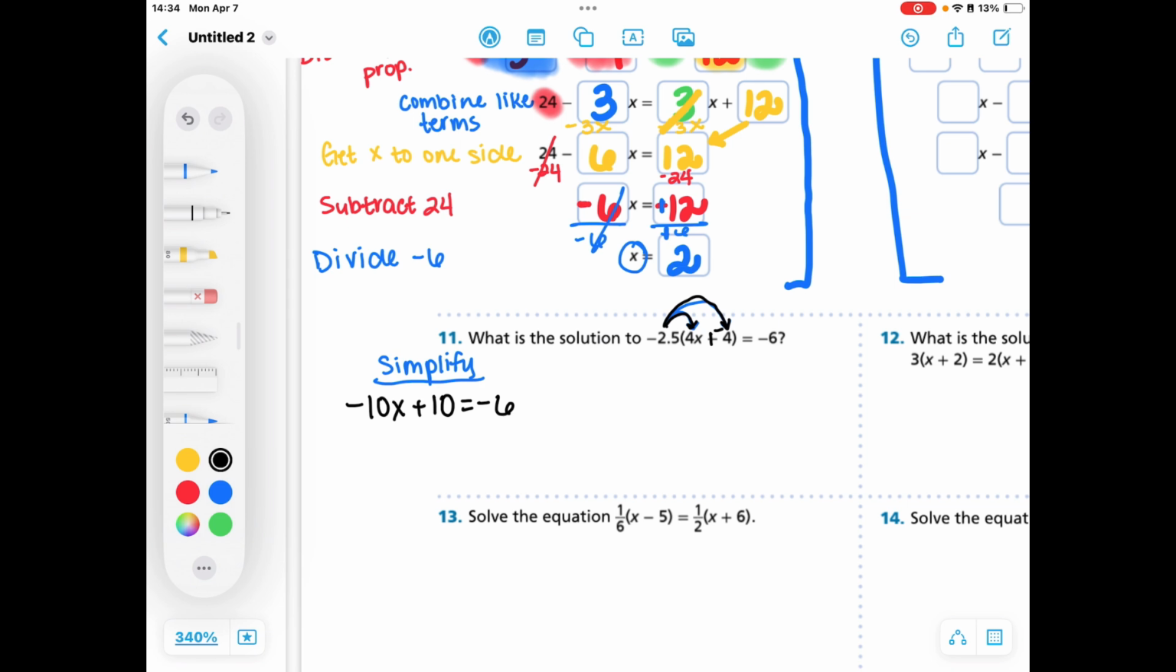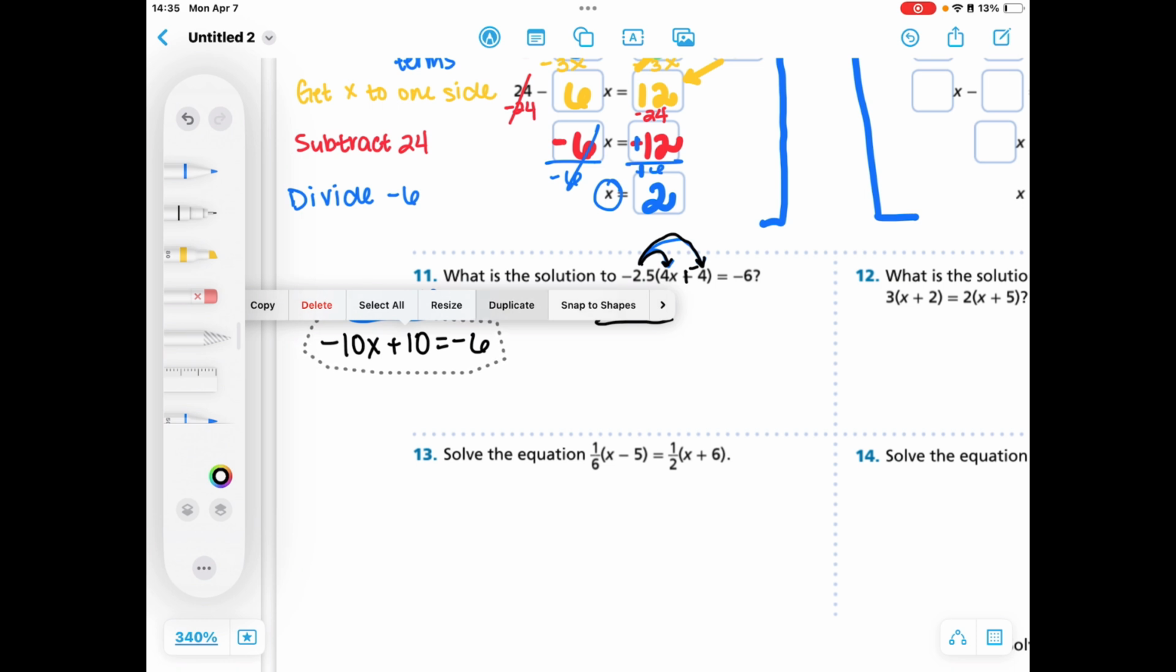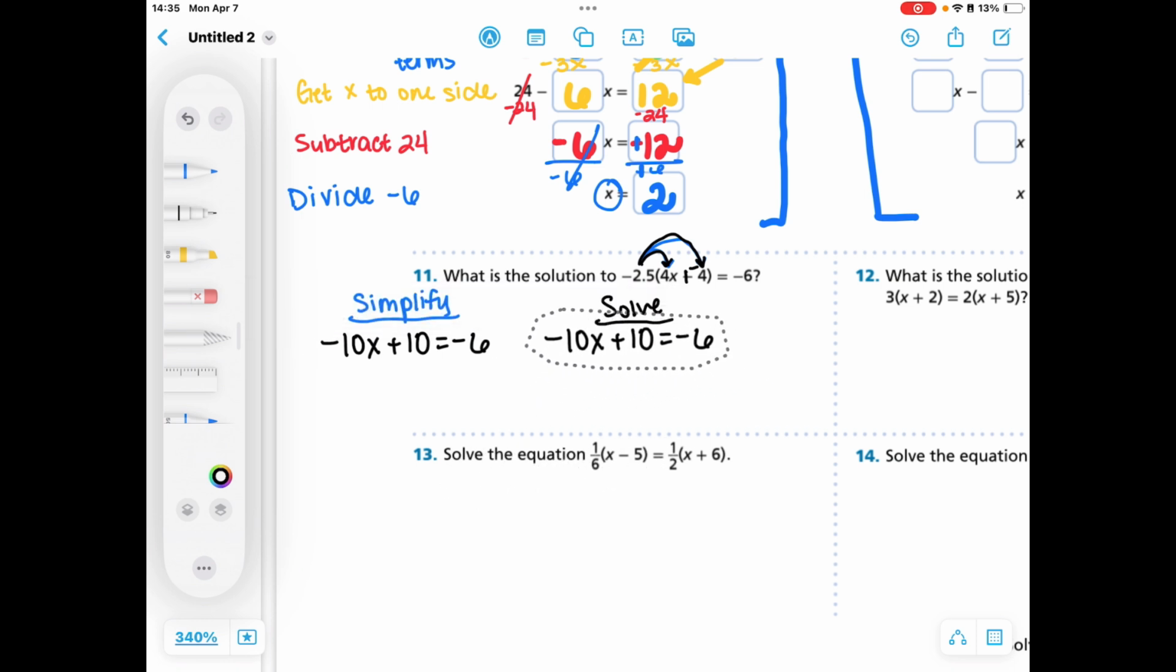Now, we've done all the simplifying that we can do, so now we need to go through the process of solving. Making a quick little copy so I can solve. Now, solving this one's going to be pretty straightforward. Subtract a 10 on each side. This will give us a negative 10x equals a negative 16.